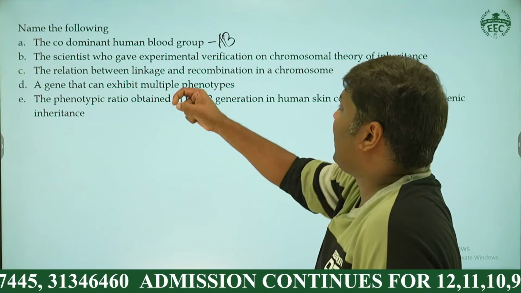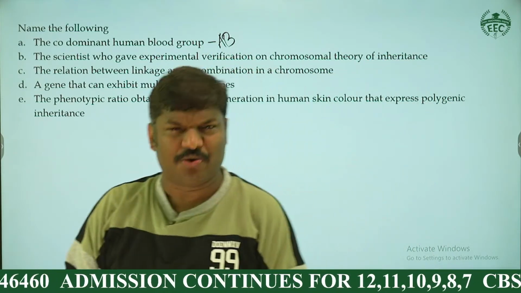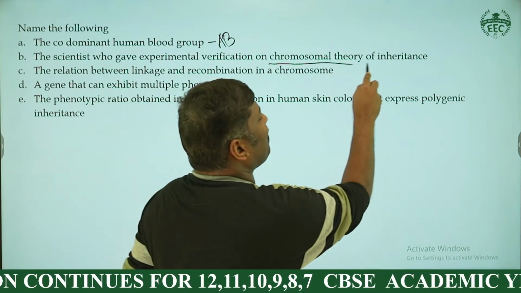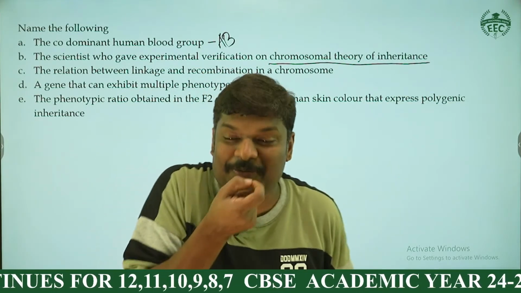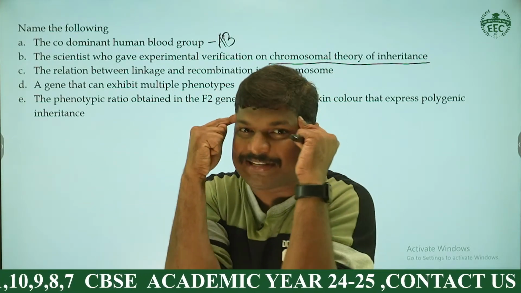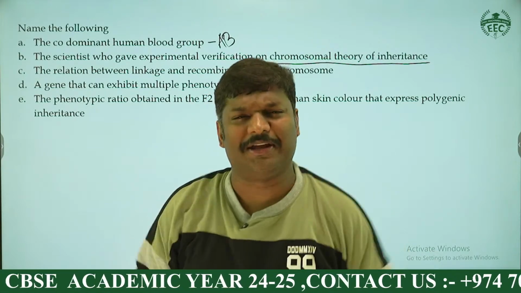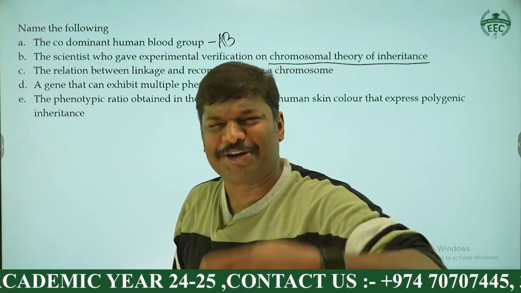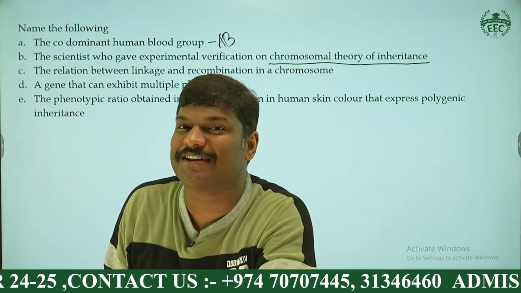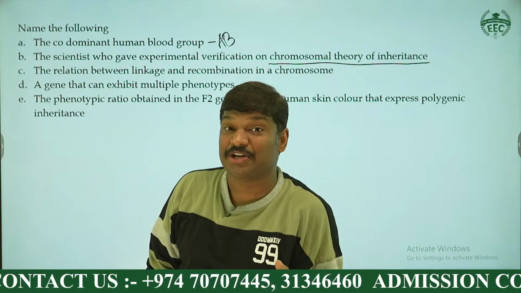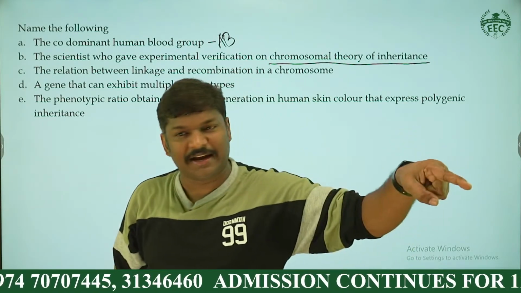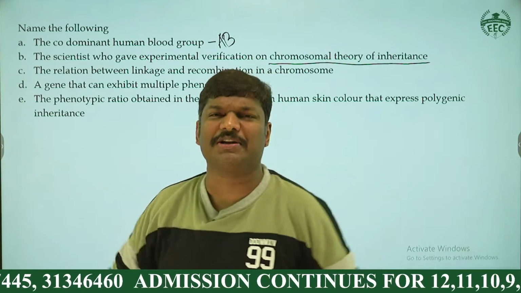The scientist who gave experimental verification. Oh, that is very important, because whenever you read the words chromosomal theory of inheritance in the question paper, a particular scientist name comes into your mind. That is Sutton and Boveri. You studied that Sutton and Boveri introduced the chromosomal theory of inheritance. But the question is, who gave the experimental verification? The theory and the experimental verification are both very important.